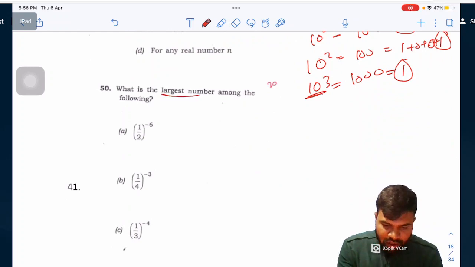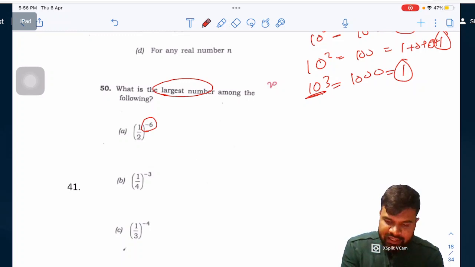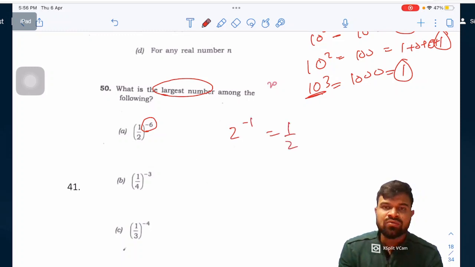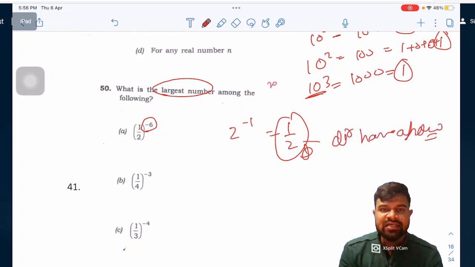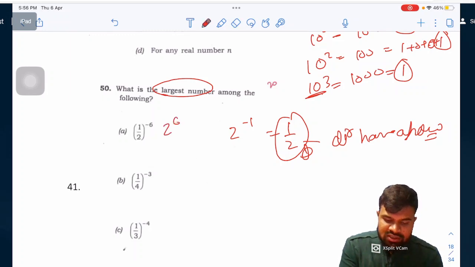Okay, now the largest number. See, this is the minus power. One thing you need to know is that 2 to the power of minus 1 is written as 1 by 2. When the denominator has a power, it is written as minus. This question is trying to confuse you. This is a similar question that we have already done. This is 2 to the power of 6. This is 4 to the power of 3. This is 3 to the power of 4. This is 6 to the power of 2.